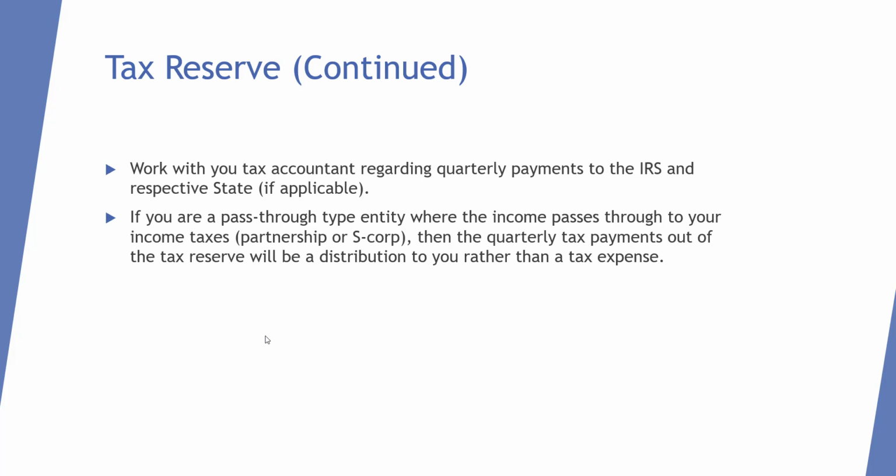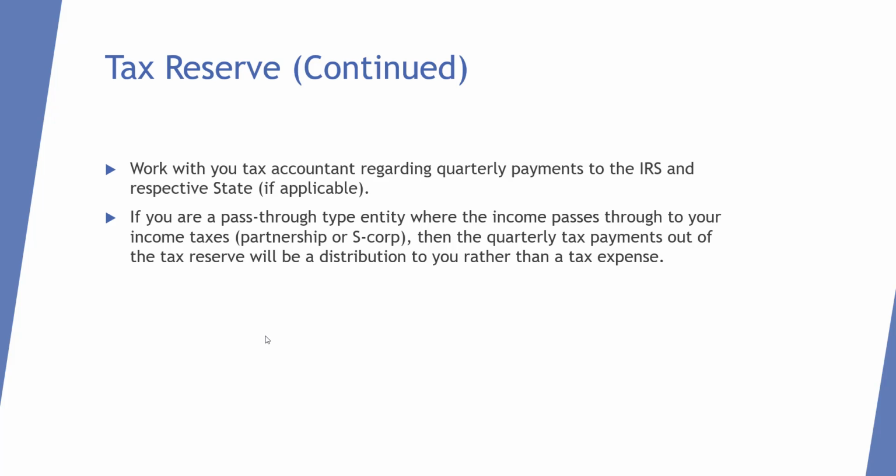Now, work with your tax accountant regarding quarterly payments to the IRS and your respective state if applicable. So, depending on what state you live in, you may have to make quarterly payments. Obviously there are some states that have no state income tax, so that's why I say talk to them. But your tax accountant, when they do your taxes at the year end, most tax softwares will calculate what the quarterly payments need to be, and they will give you that. And sometimes they give you what's called a coupon.